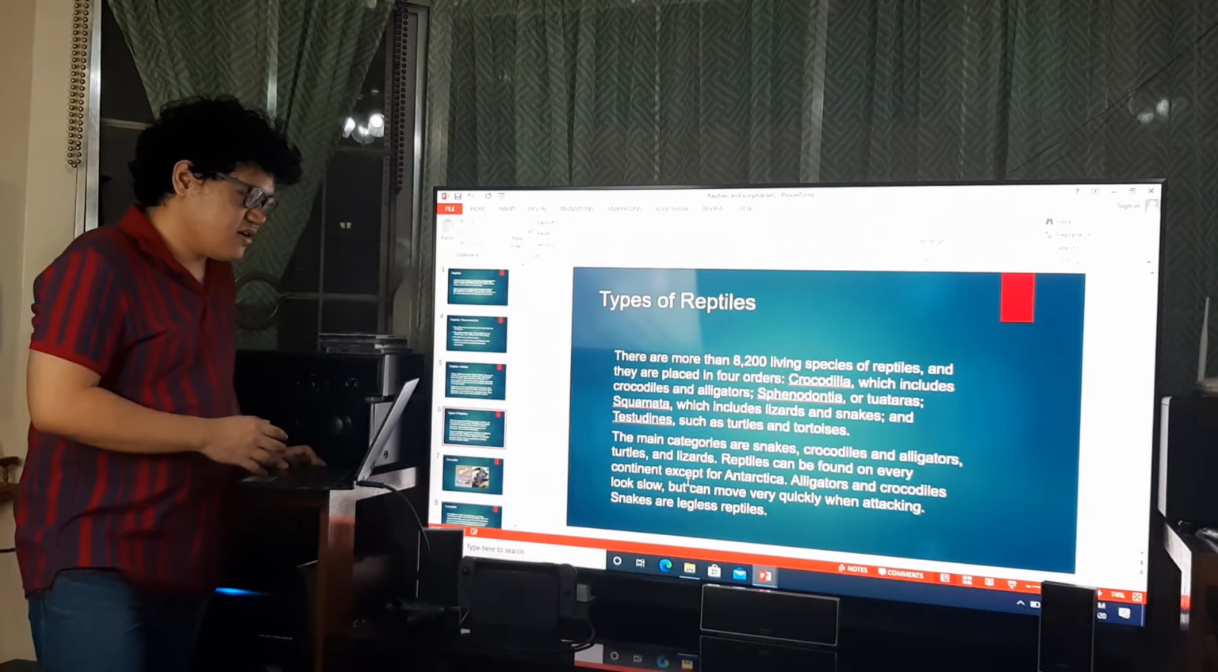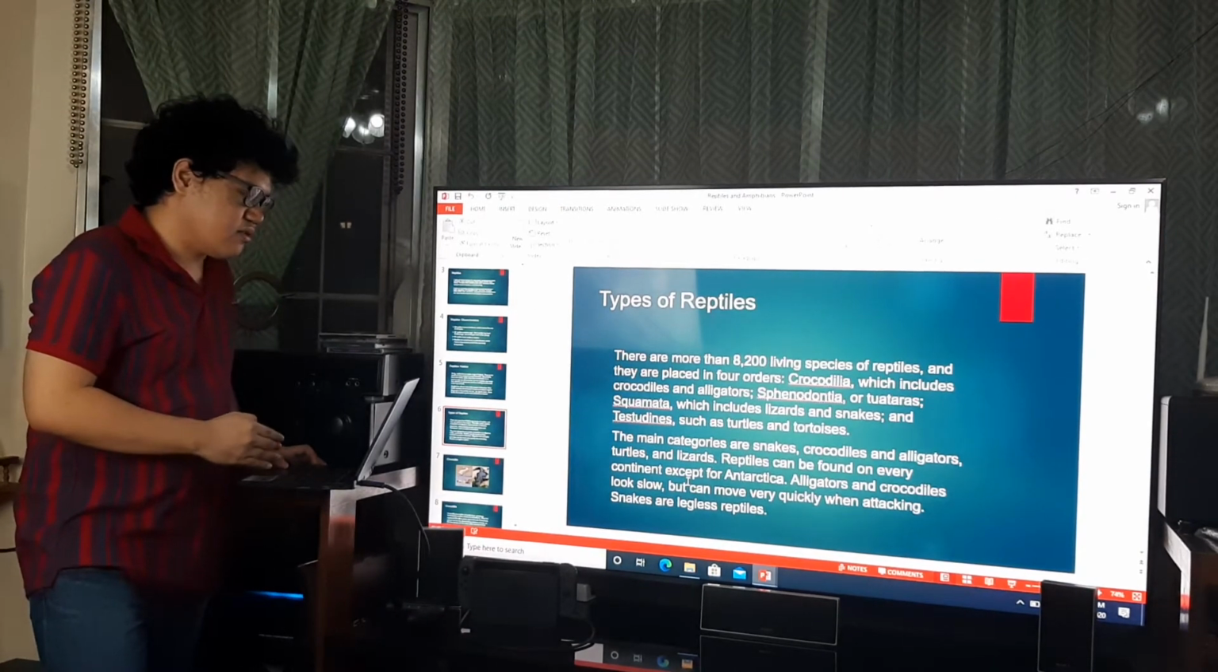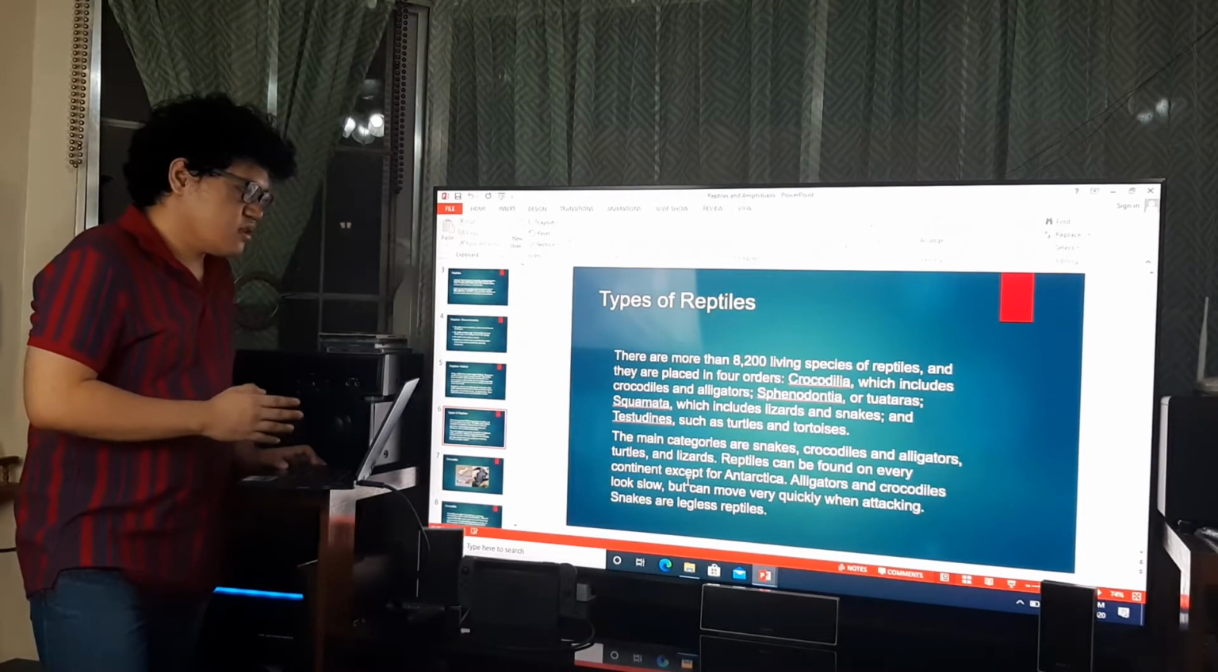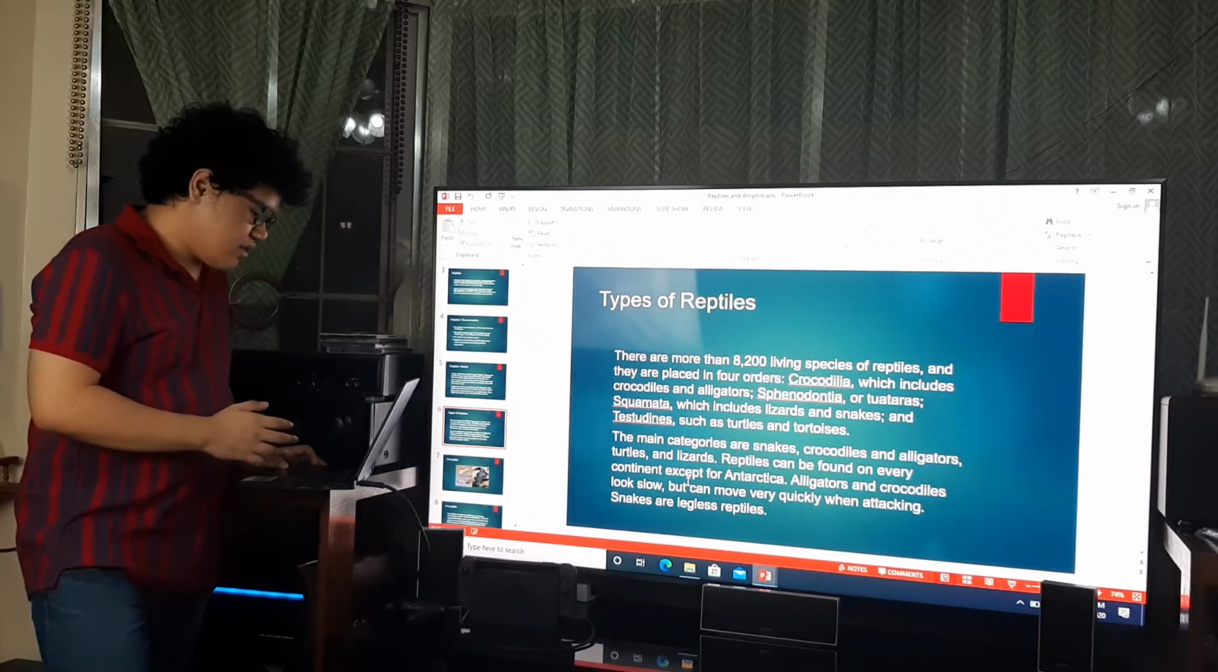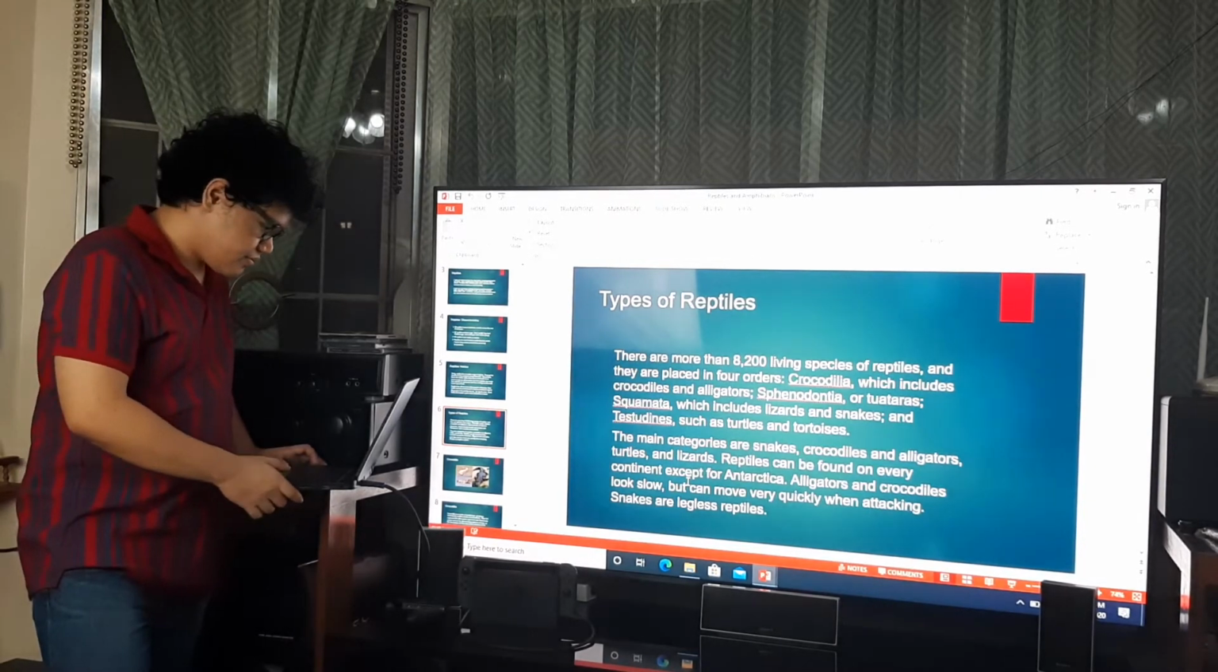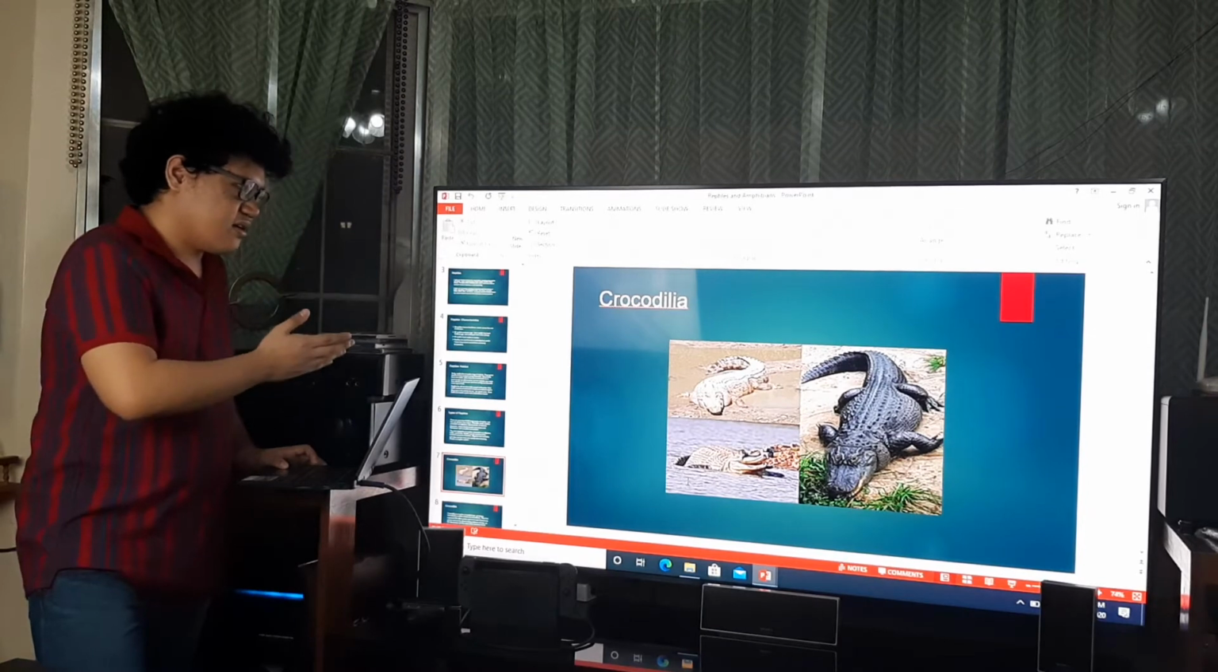The main categories are snakes, crocodiles and alligators, turtles and lizards. Reptiles can be found on every continent except for Antarctica. Alligators and crocodiles look slow but can move very quickly when attacking. Snakes are legless reptiles. Here is Crocodilia.